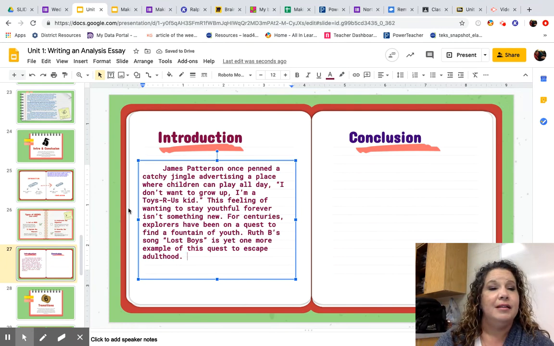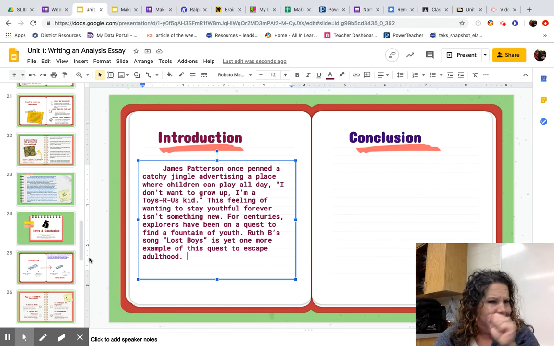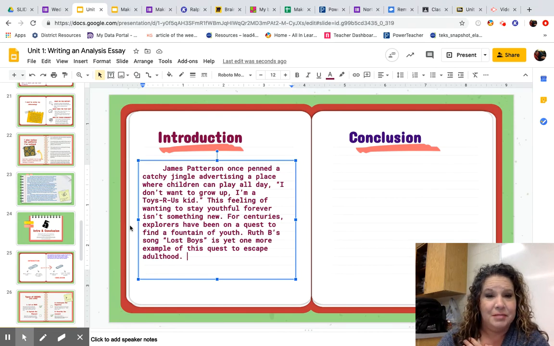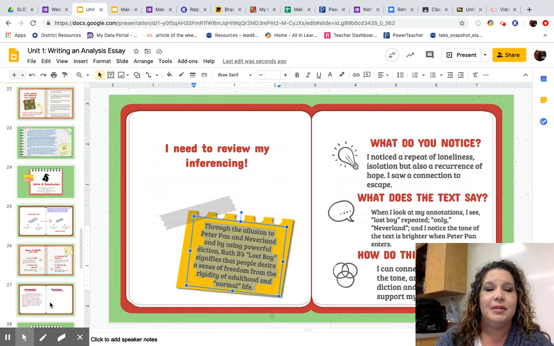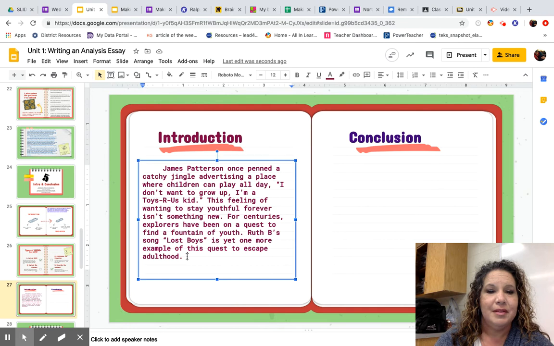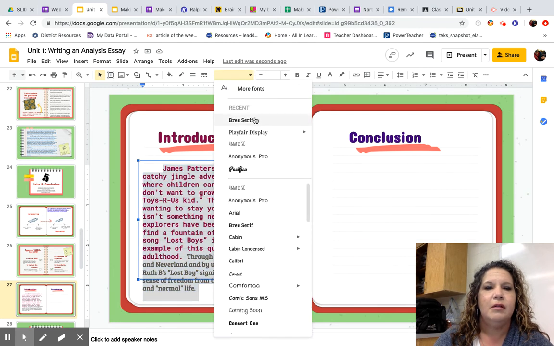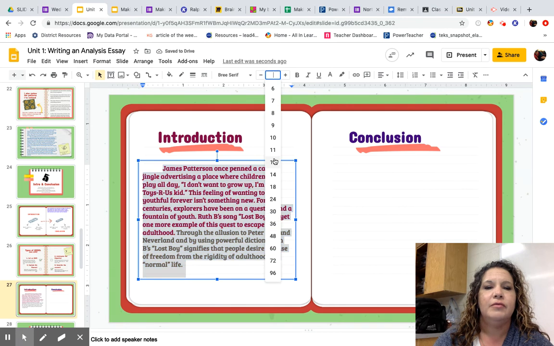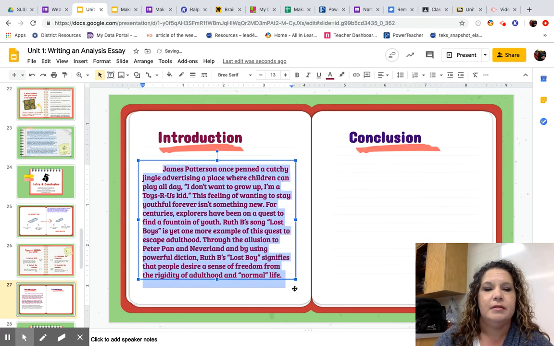And here is where I would bring in my claim statement. So I'm going to copy and paste it for simplicity's sake. Because I'm OCD, let's make sure the fonts match. I want it all in Brie Serif, and I want it all in font size, no, we can go 12. Can we go 14? Sure. And I want it all the same color, just because.